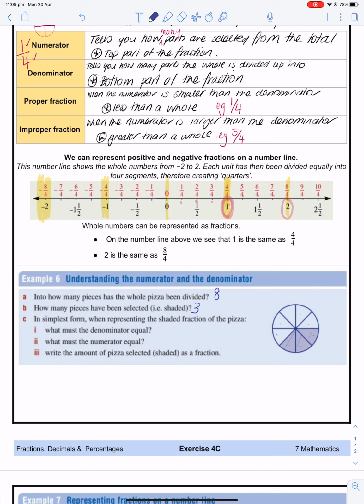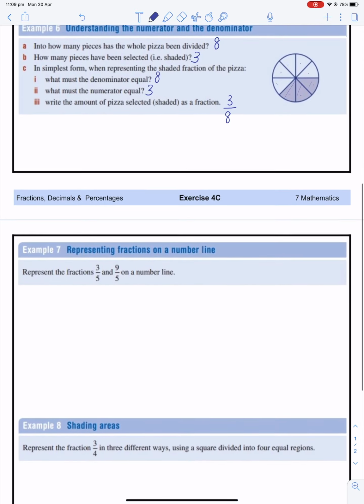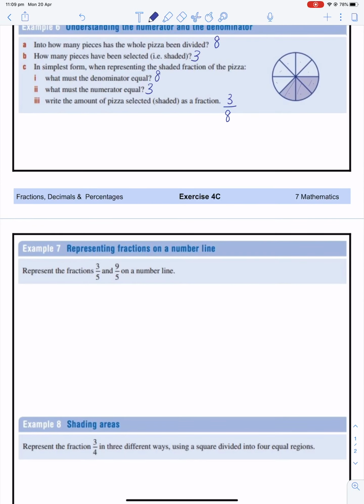In simplest form, when representing the shaded fraction of the pizza, what is the denominator? So the denominator is your bottom number. How many pieces are in total? So 8. What will the numerator be? So the shaded parts, 3. So the amount of pizza selected would be 3 over 8.